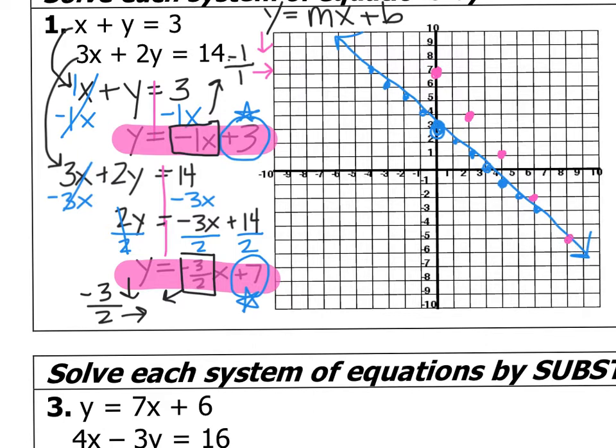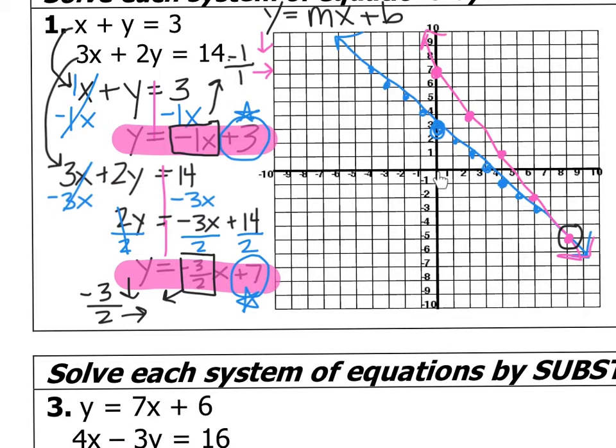I probably should have made more blue dots so that I know exactly where they cross, but I think I've got it. So my answer to this is the coordinate pair where they meet. So now I have to identify the coordinate pair.